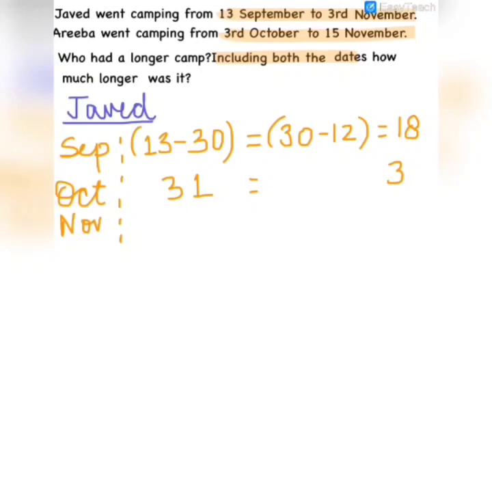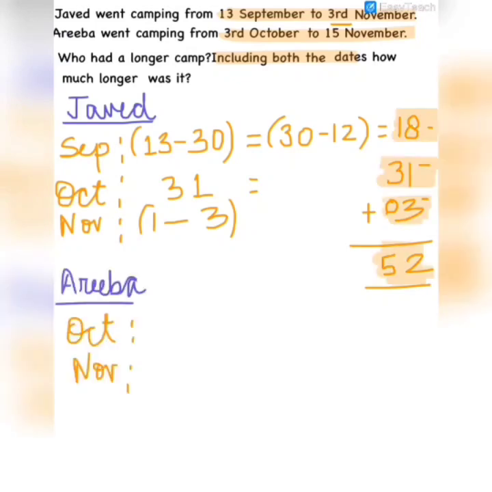And in November, we just need to include the first 3 days because it's 3rd of November. So from 1st November to 3 November, how many days do we have? 3 days. Now adding all of these, we have 18 plus 31 plus 3, which is 52 days. Clearly 52 days is the answer. Javed went camping for 52 days.